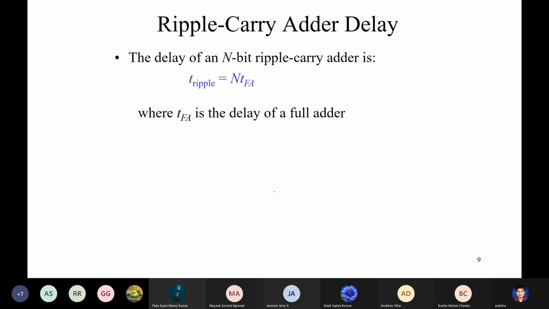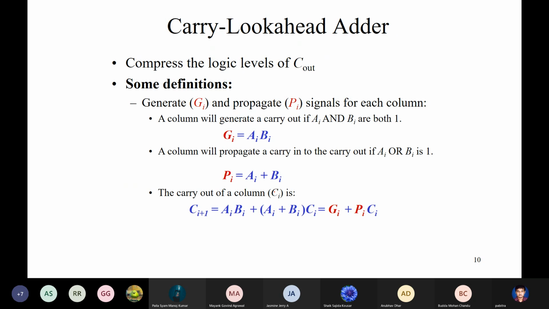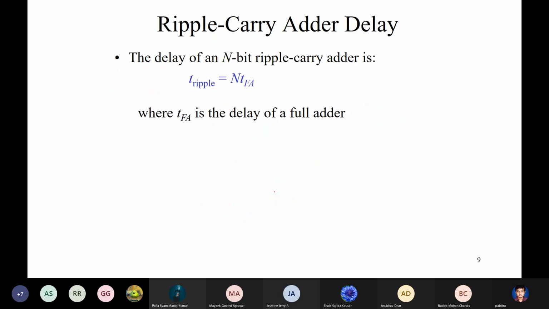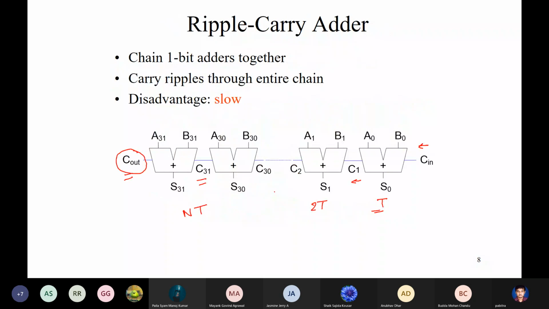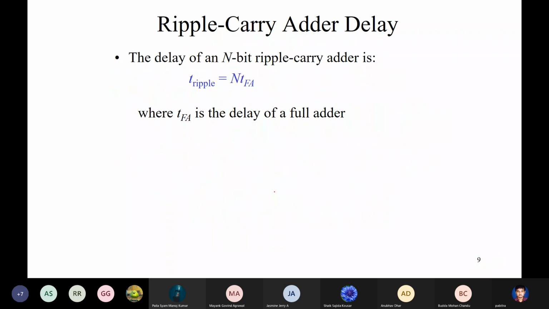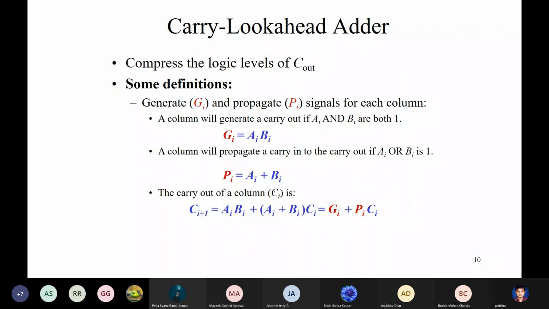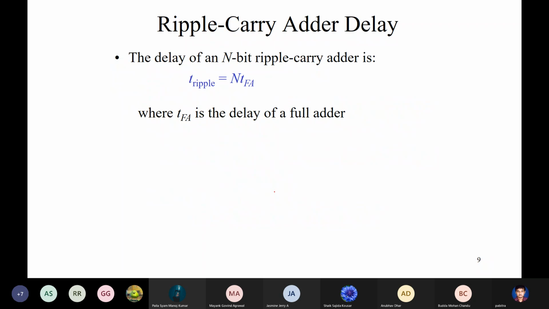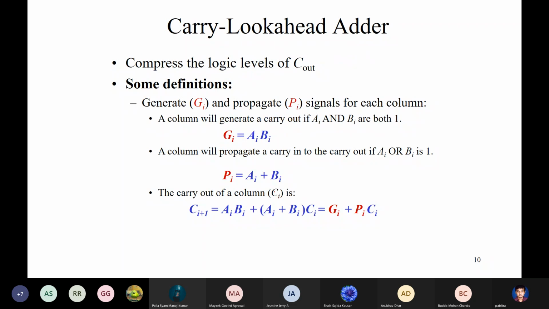Now let us see. The heart of the problem is that we have to wait for the carry out from the previous adder. We'll see that this is actually not required. You can do a look-ahead carry, you can compute the carries directly. One thing, let me write down.